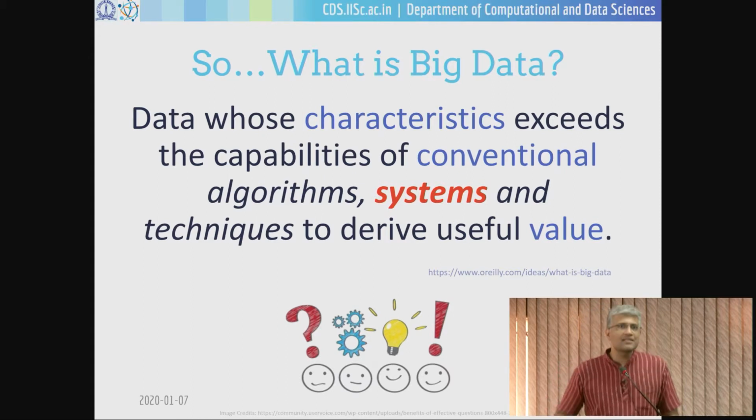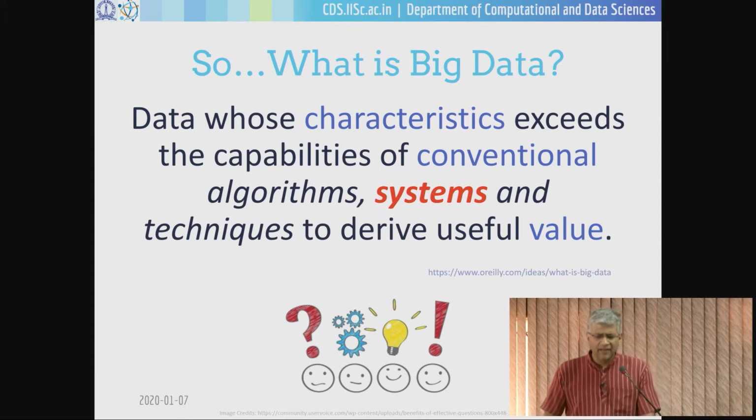Likewise, you need systems that can deal with such large data. Maybe the entire graph doesn't fit in the memory of a single machine, right? You're forced to put it on different machines, or you're forced to keep it on disk and dynamically move data from disk to memory and so on, right?